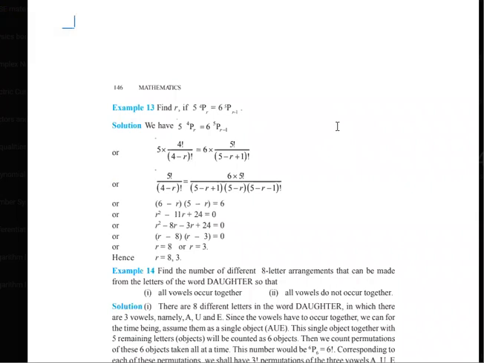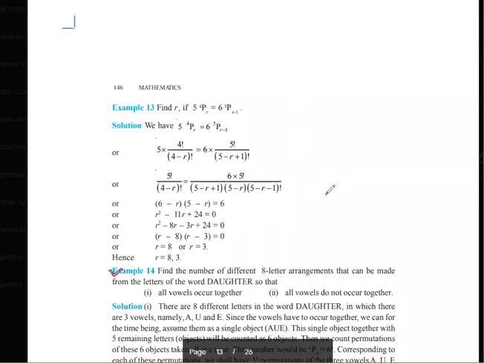So when we talk about the first case, the case is very easy. We have already solved problems on the first case, but we haven't solved many problems on the second case. Now let's see. Let's solve question number 14.